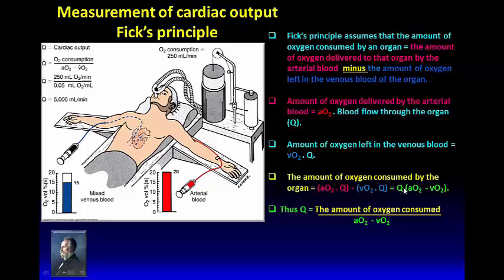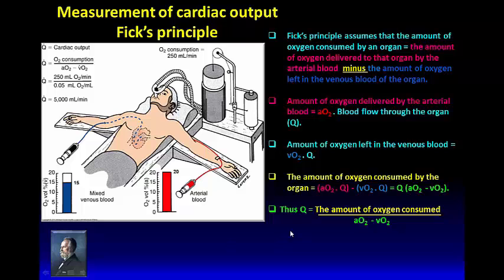From this equation, we can calculate flow through the organ. So flow through the organ, Q, is equivalent to the oxygen consumption divided by the difference between the oxygen content of the arterial blood and the oxygen content of the venous blood. We can use the same principle to measure flow through all organs of the body. And you all know that flow through all organs of the body is the cardiac output.